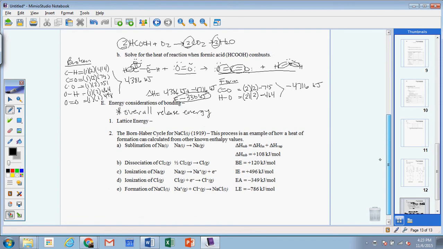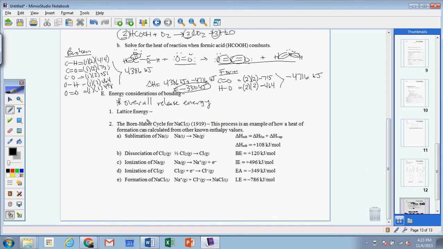Just to finish this off, we can also make ionic crystals. In an ionic crystal, we have alternating positive and negative charges, positive here and negative here. We can estimate the amount of energy that's needed to create that lattice of positive and negative. In other words, we take our negative and add it to our positive, and we form that ionic compound.